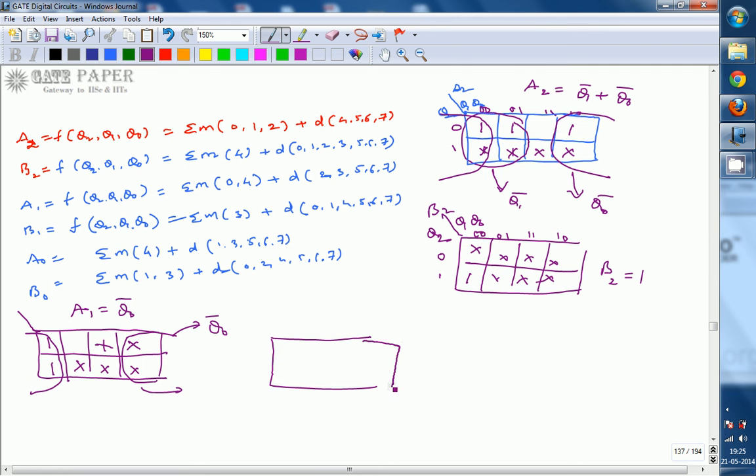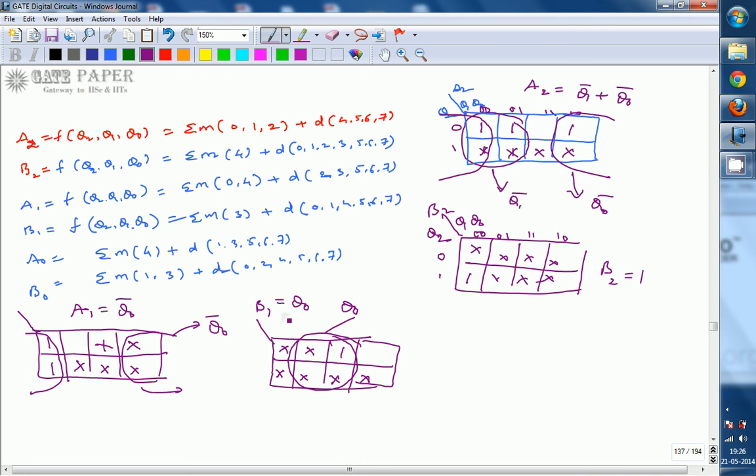b1 is consisting of only 3, is nothing but this one, and all others are going to be 0, 1, 4, 5, 6, 7. So these four can be combined, so that if you combine them you will get it as Q naught. So b1 is equal to Q naught, and a1 is equal to Q naught bar.